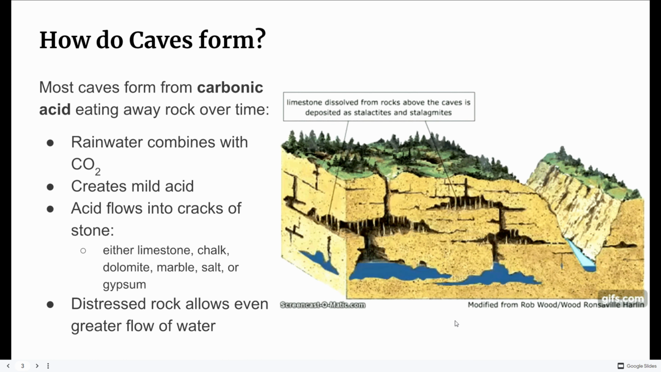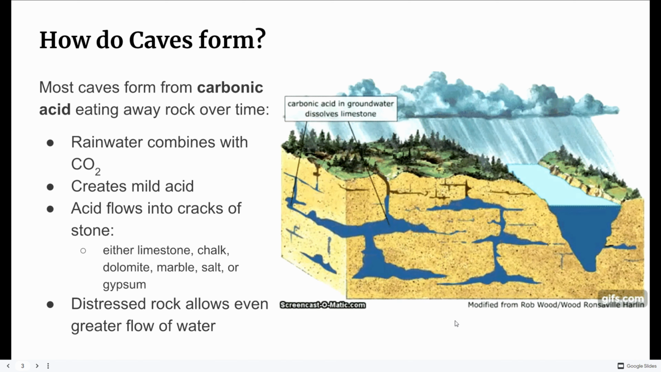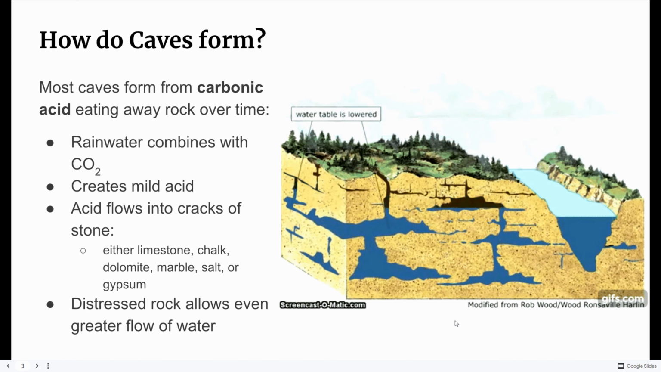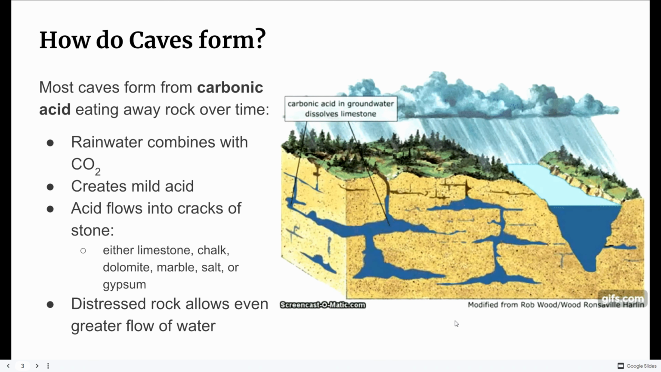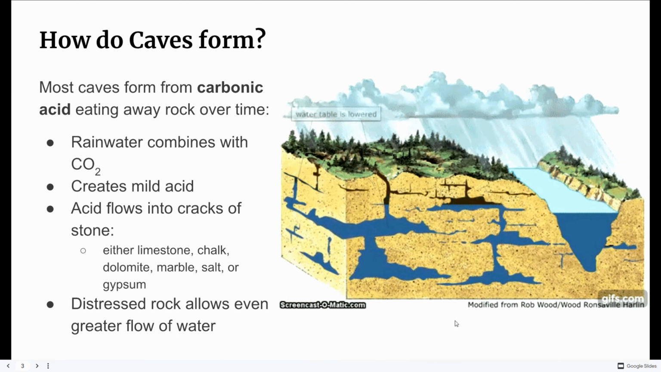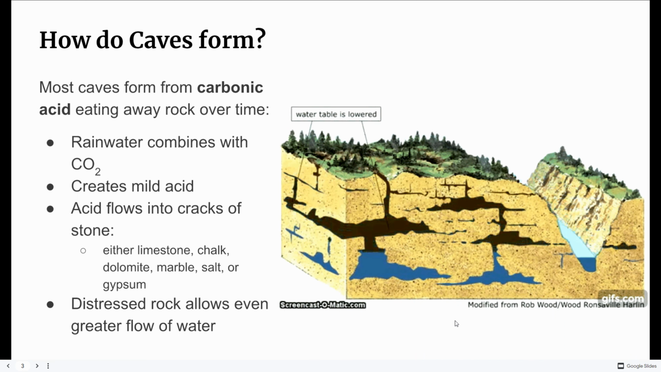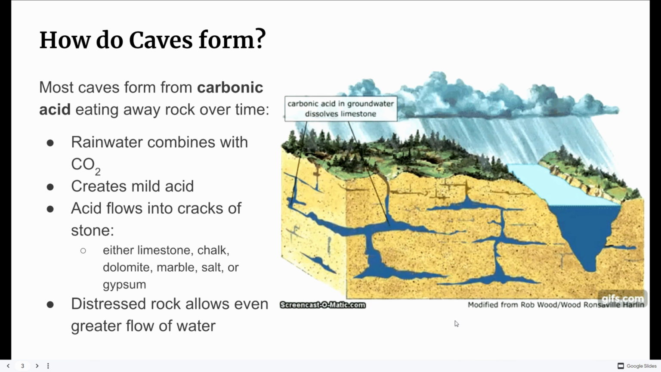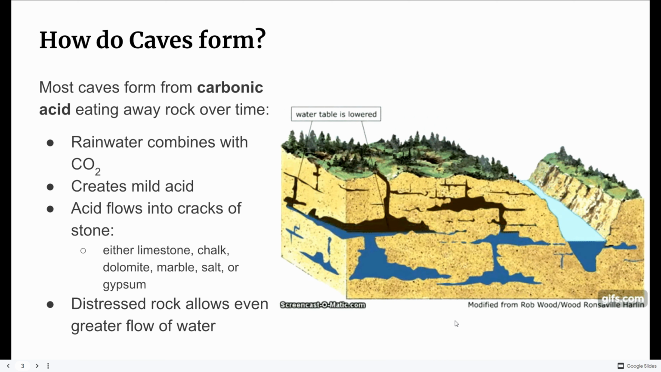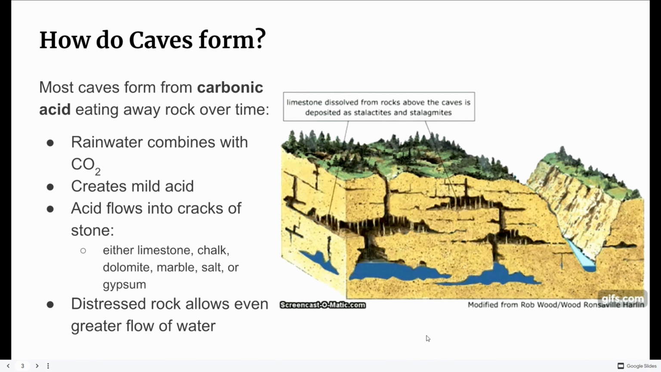Again, some of the soft stones that this can happen in: limestone, chalk, dolomite, marble, salt, and gypsum. The more weak acid flows into the rock, the more they dissolve. The larger the open space, the more water can get in, the more it dissolves, and you have a cycle happening. And that's how the caves grow.